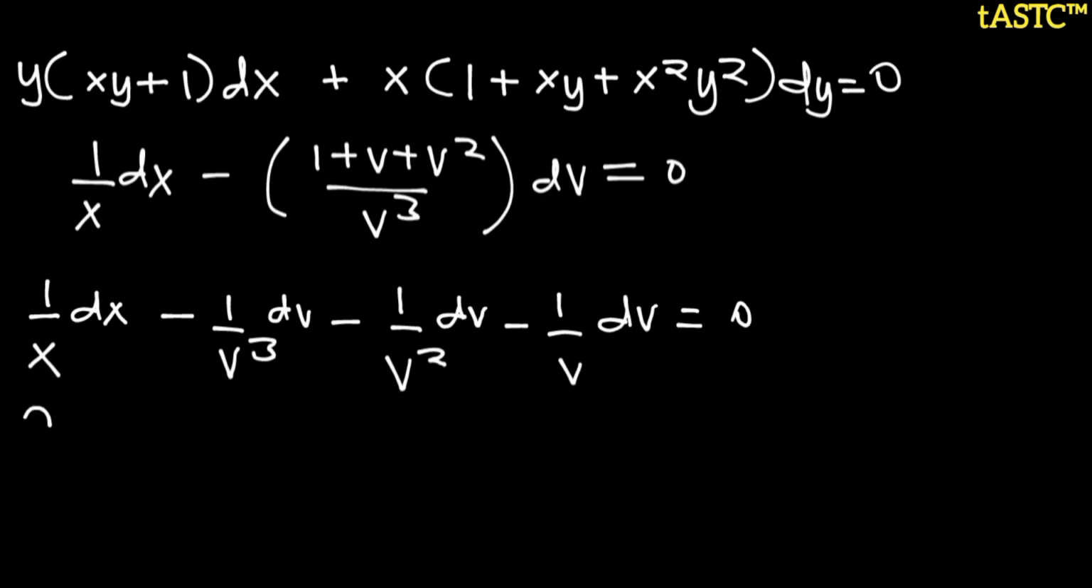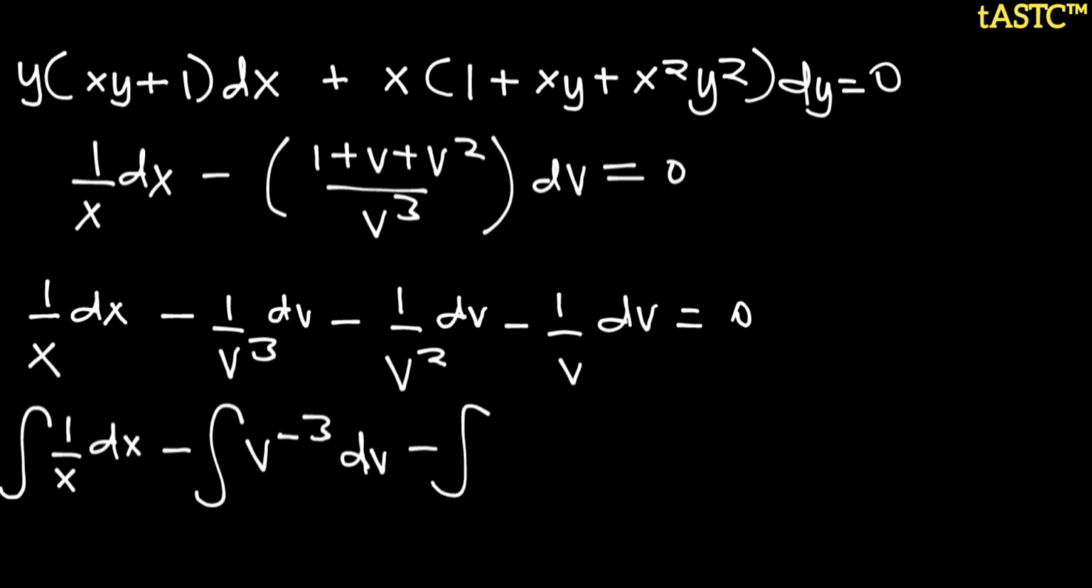So this is the integral of 1 over x dx, and this is minus the integral of 1 over v to the third. I just want to slow down. Instead of writing it in this form, I will make it look this way. We know that 1 over v to the third could also be written as v to the negative 3 dv. This is way better. Now this is going to give us v to the negative 2, and that is dv.